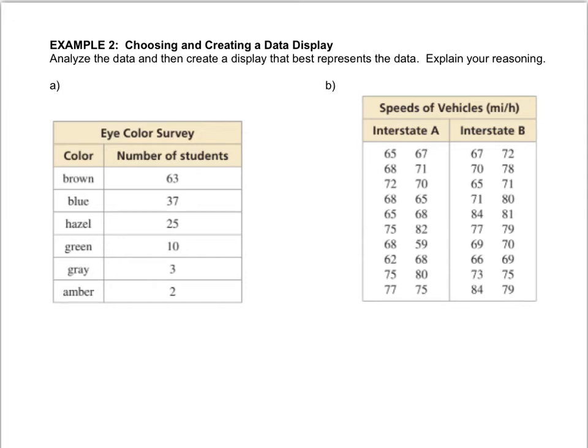So what we're going to do now is use that chart to help us decide what graph we need to use to best display the data. So I'd like you to pause the video and look at examples A and B and just say what graph you think is best used for these tables.